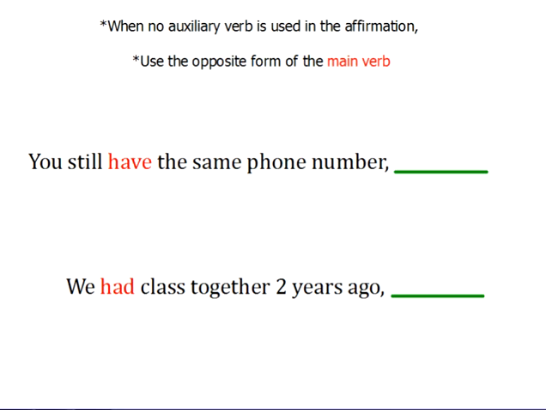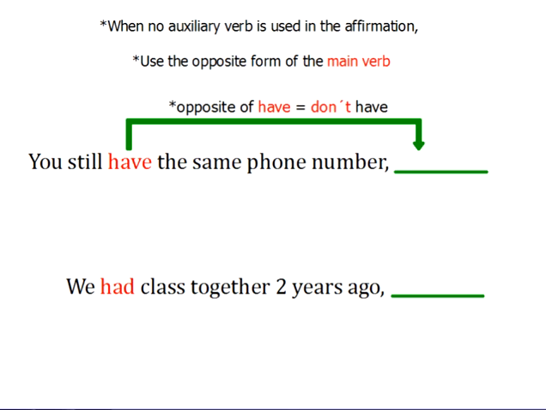Okay, so here's something to think about. When no auxiliary verb is used in the affirmation, or in the first part of the sentence, use the opposite form of the main verb. So let's take a look at this first sentence. It says, you still have the same phone number. So if I think, what's my main verb? Well, my main verb is have, right? That's my main verb. Well, what's the opposite of have? Well, the opposite of have, technically, is don't have.